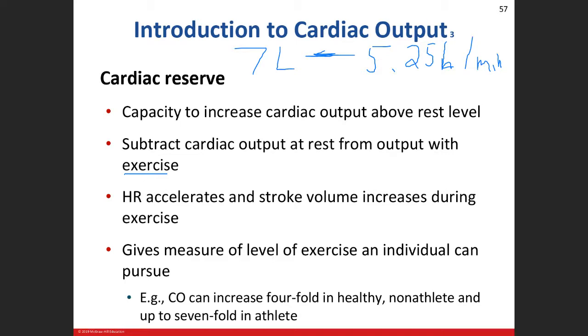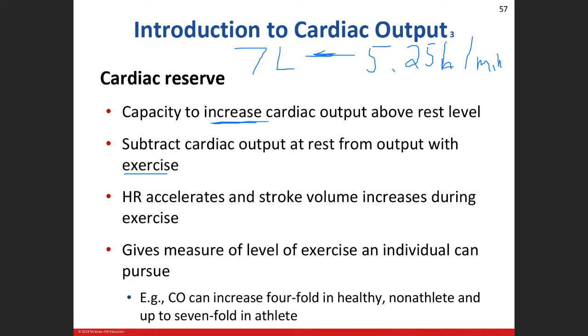So basically, what is that? That's the capacity, the difference in how much our cardiac output increased, which is 1.75 liters there. That 1.75 liters is the cardiac reserve. It's basically how much more our cardiac output increased above the resting level.